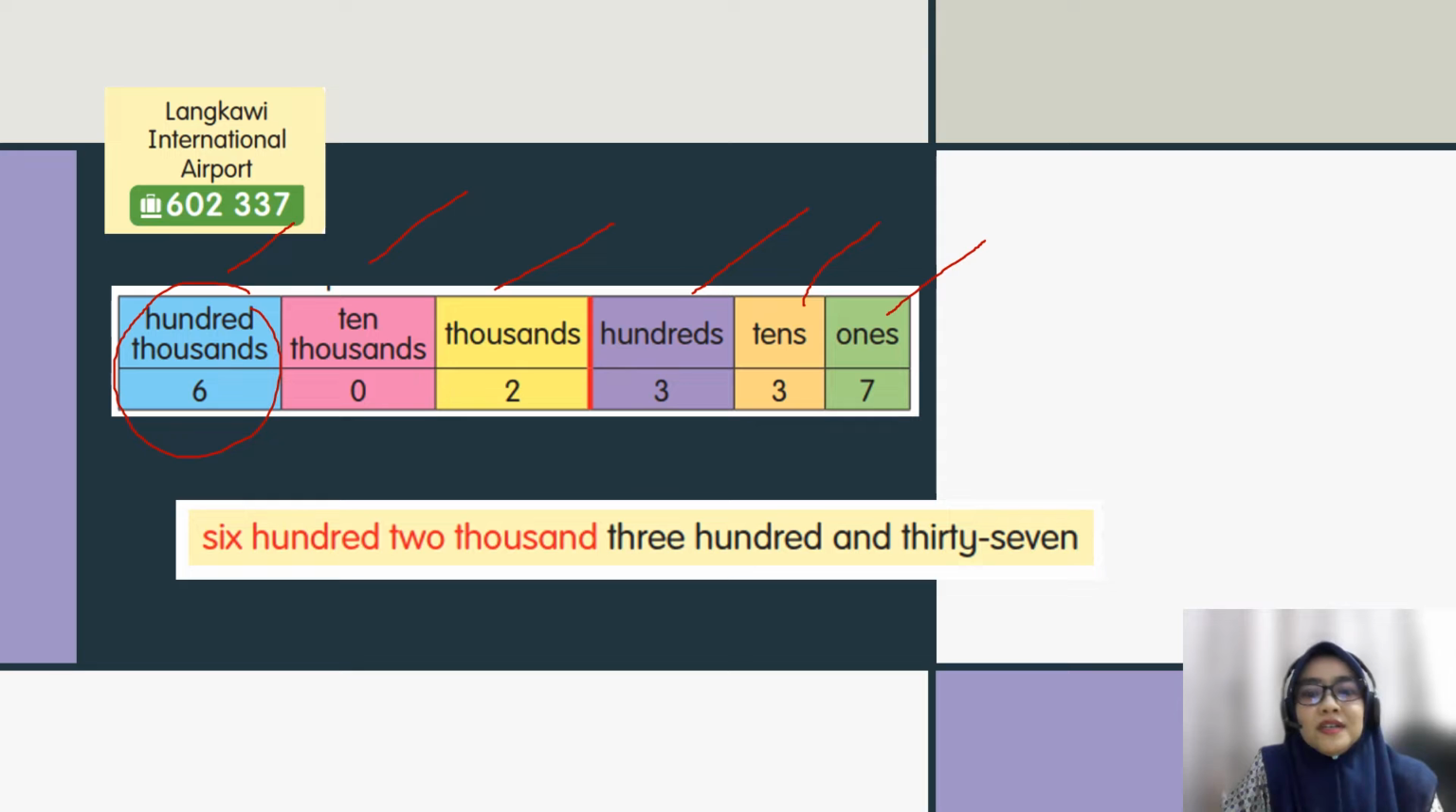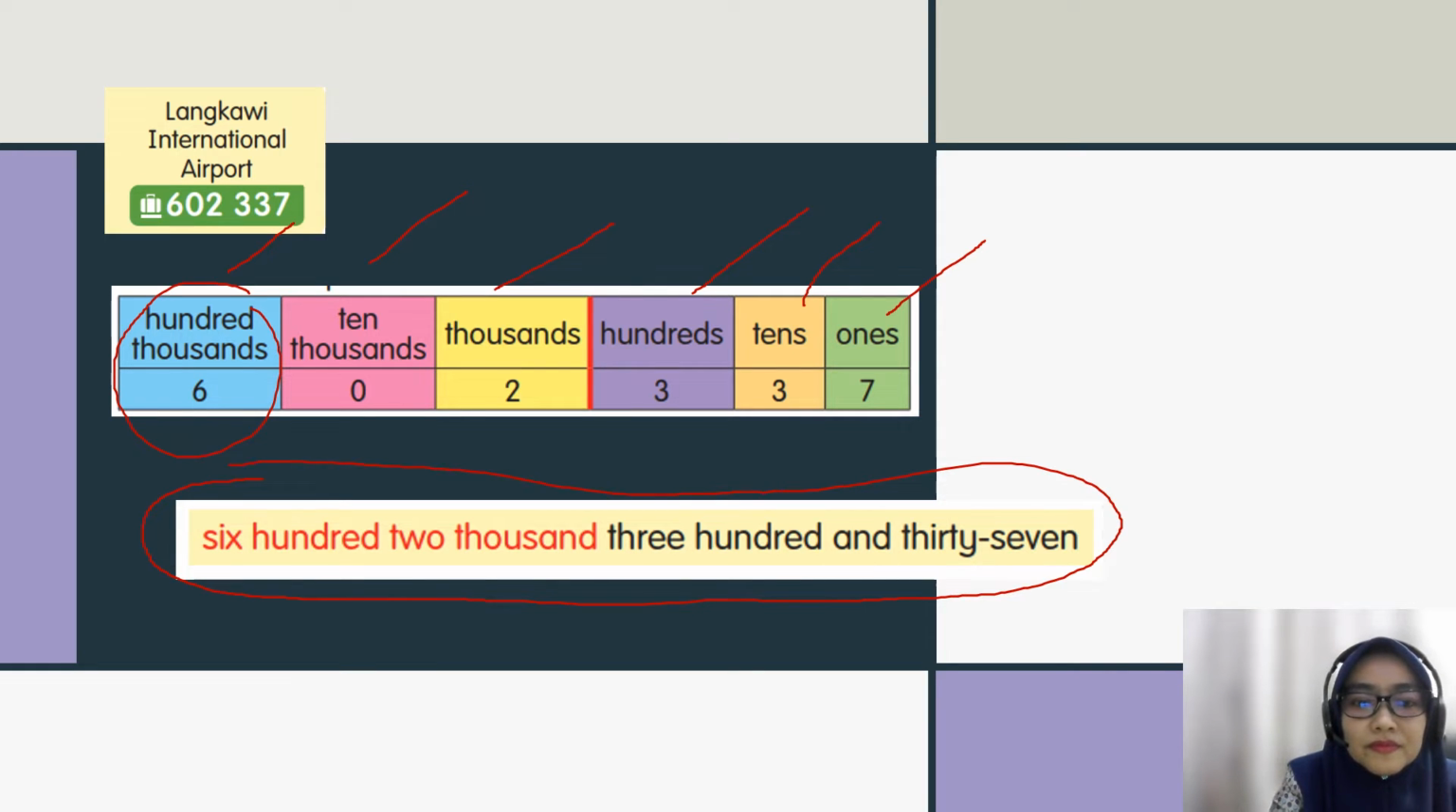Okay, so we spell it like this: 602,000, then 337. We divide it into two parts. The first part is until 1,000, and the second part here is 337. The first part is 602,000, and the second part we say as 337.